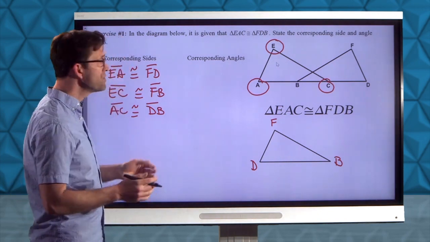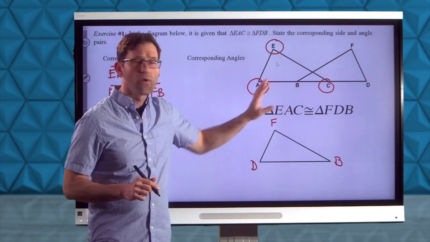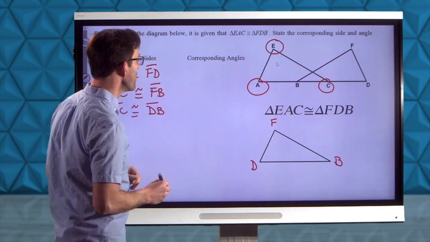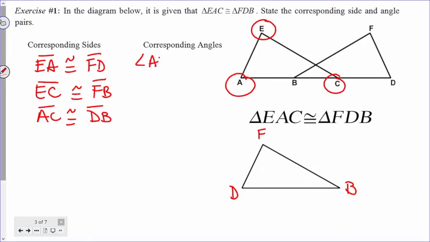So for instance, and I'm going to use the three-letter naming system right now because these triangles overlap and it could be confusing what's angle C, what's angle B, etc. But one thing I can tell is that angle AEC, that's the one right up here, must be congruent to angle DFB, this guy right here.